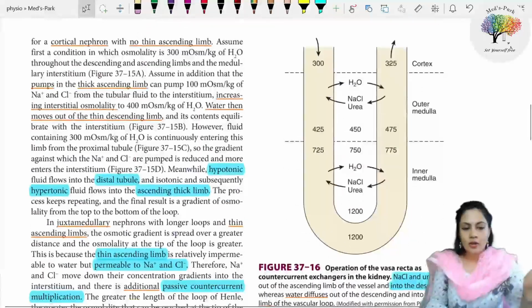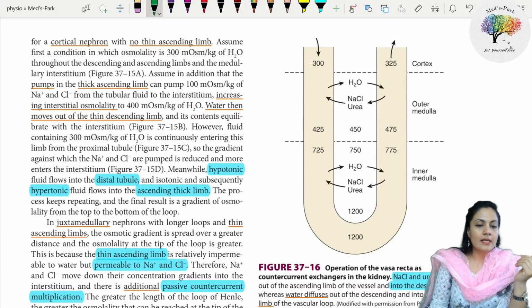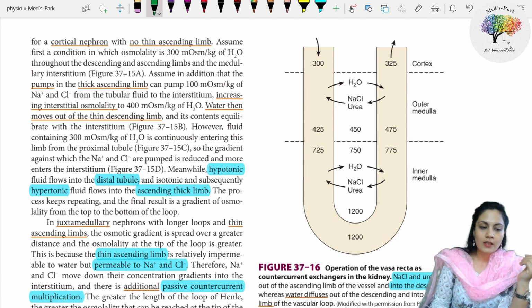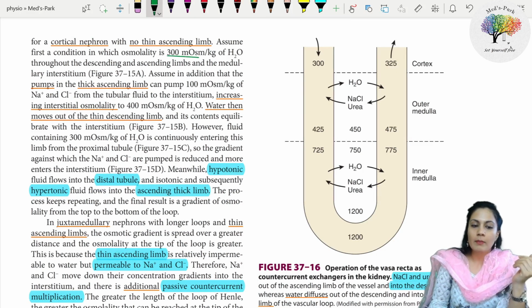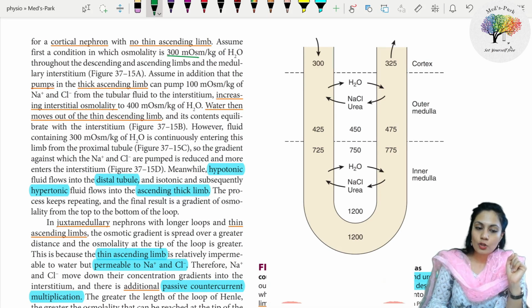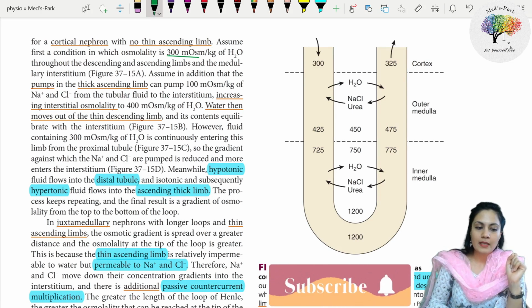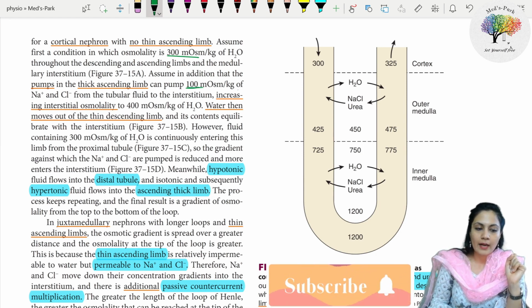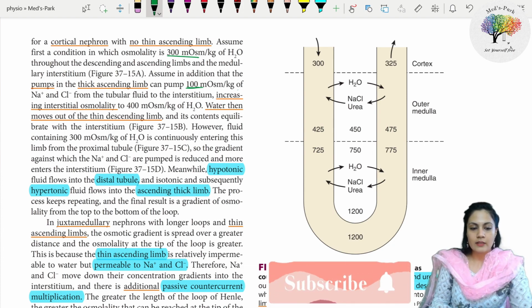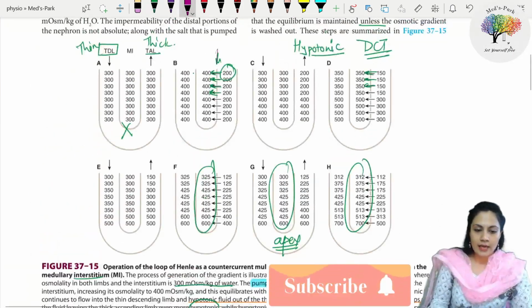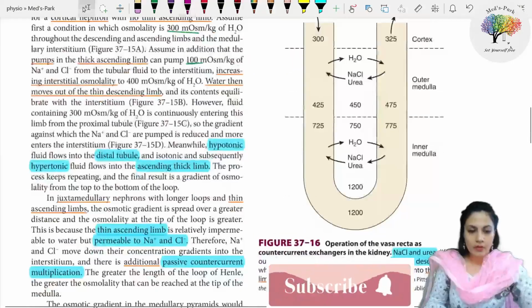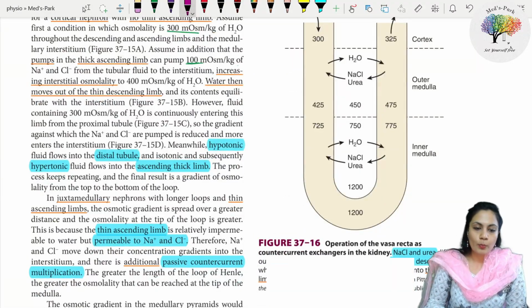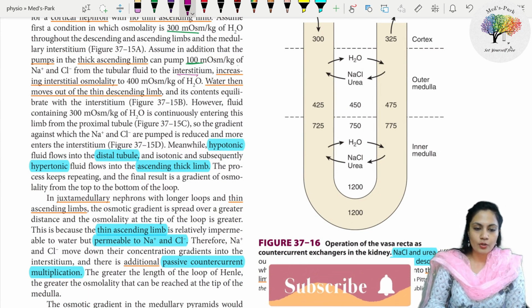Summarized in this for the cortical nephron with no thin ascending limb. Okay, assume first a condition in which osmolarity is 300 milliosmol per kg of water, which was shown in the diagram, throughout the descending and ascending limb and the medullary interstitium. Assume in addition that the pumps in the thick ascending limb can pump 100 milliosmoles per kg of sodium and chloride from the tubular fluid into the interstitium, which is shown in the other diagram, that is diagram B, right? 100 milliosmole per kg, it is throwing into the medullary interstitium, right?